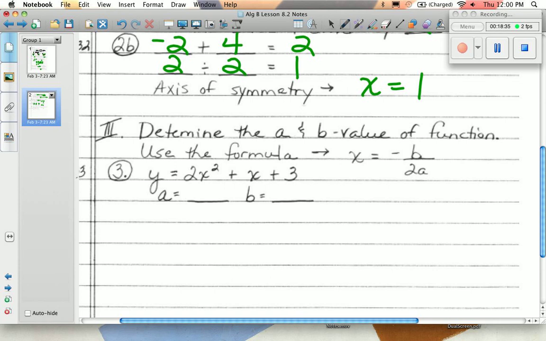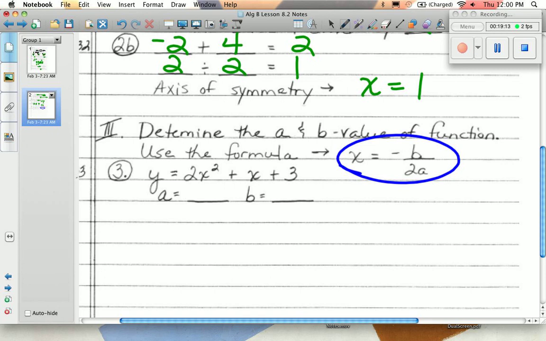We're going to determine the a and the b value of the function. Before you can determine the a and the b value of a function, what form does it have to be in? Standard form. If your equation's in standard form, you can go right to identifying a and b. If it isn't, you have to get it in standard form first. Then we're going to use this little formula. It starts with x equals, so there's part of our equation, and by taking negative b divided by 2a, that's going to give us that number that x is equal to.